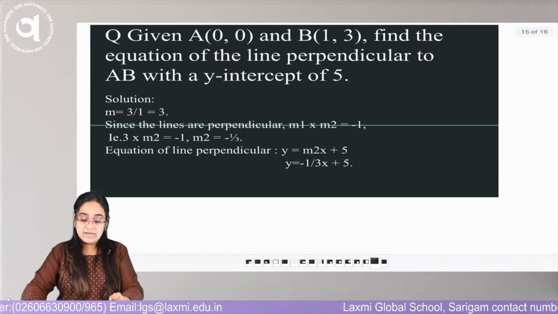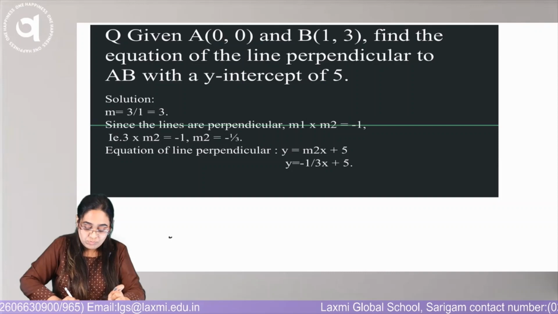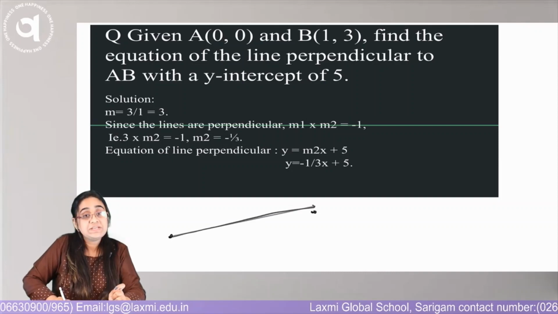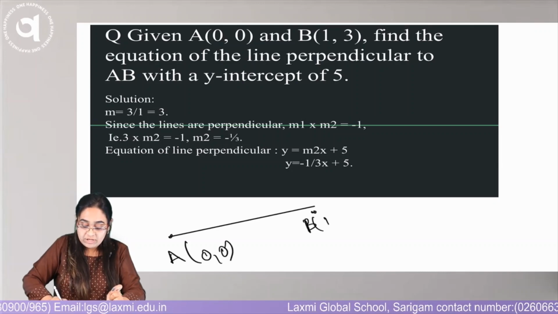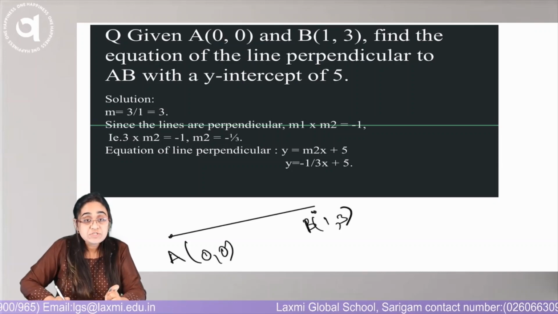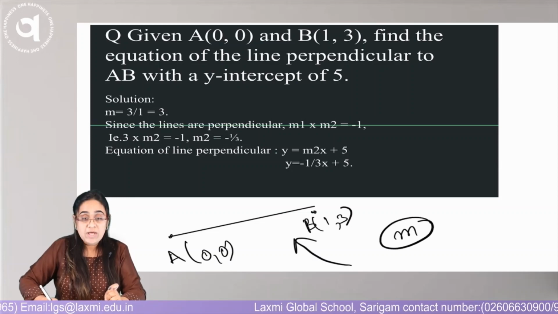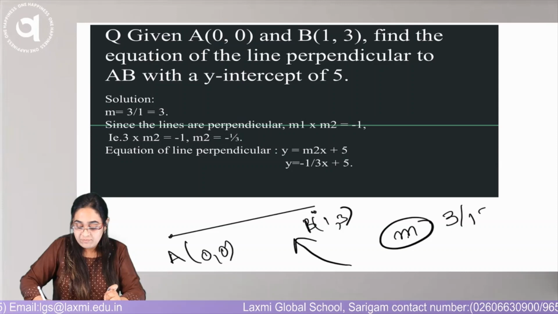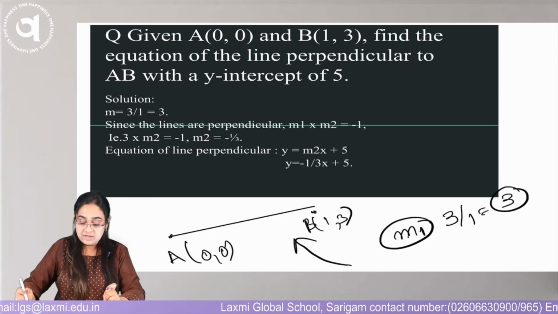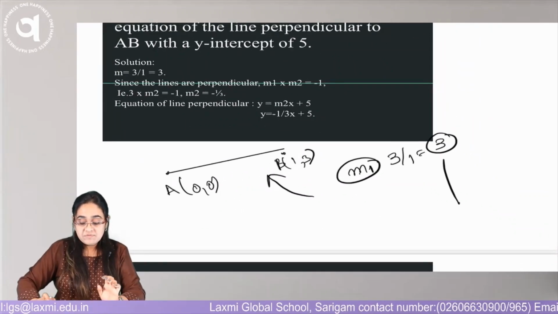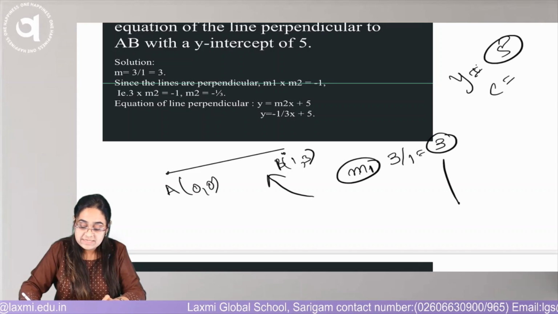Given a value for A and B, we are given 2 points. Now we already know that any 2 points, if we connect them, we get a straight line. So we have coordinates (0, 0) for A and (1, 3) for B. First of all, we need to identify the value of slope for this line, line AB. So the value for slope will be 3 by 1, that is 3. You can consider it as M1, as we are on the first line. Next, we are given a value of y-intercept. Y-intercept is 5, that is C is equal to 5.